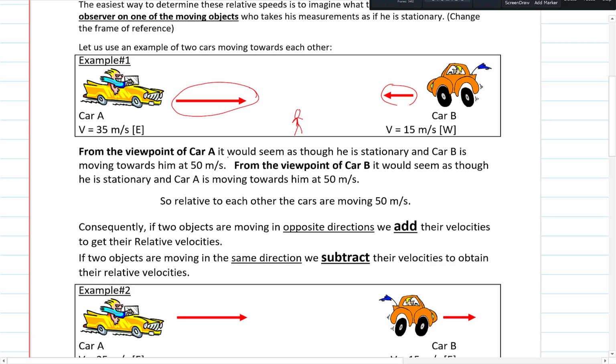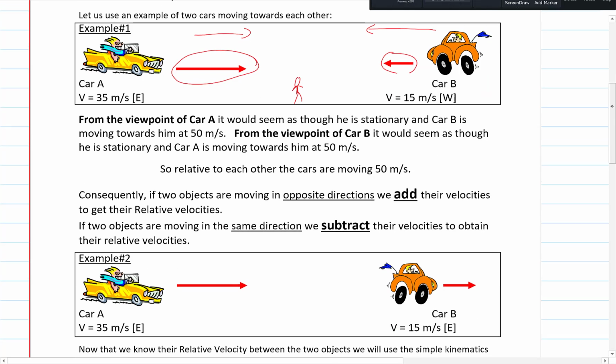From the viewpoint on car A, it would seem as though he is stationary, because you're sitting in the car and the car is stationary around you. The road's moving below you. But car B is moving towards him at 50 because we have to add up the speeds. And car B would also see that he's moving. So this car is moving towards him at 50 and this car is moving towards the other guy at 50. It's relative velocity and we have to add.